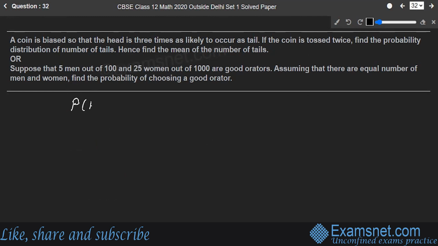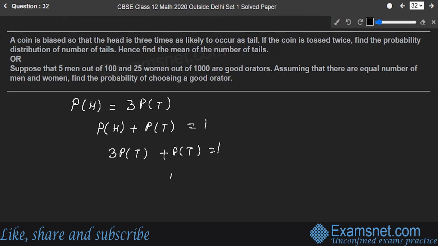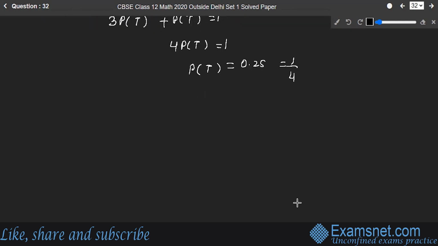So that means the probability of getting a head is 3 times the probability of getting the tail. And you know one thing, the probability of getting the head plus the tail is equal to 1. That means 3 probability of tail plus probability of tail is equal to 1, or 4 probability of getting the tail is equal to 1, or the probability of getting the tail is equal to 0.25. That is equal to 1 by 4, right? Okay, that means the probability of getting the head is equal to 3 times the probability of getting the tail, that is equal to 3 by 4.